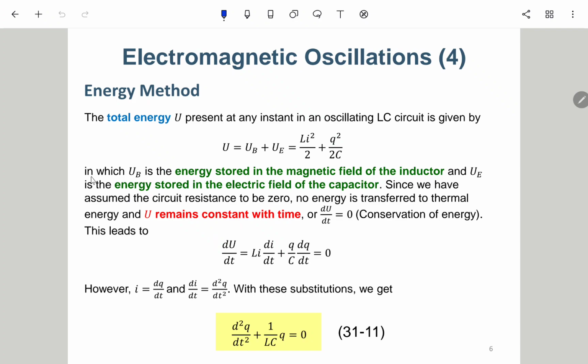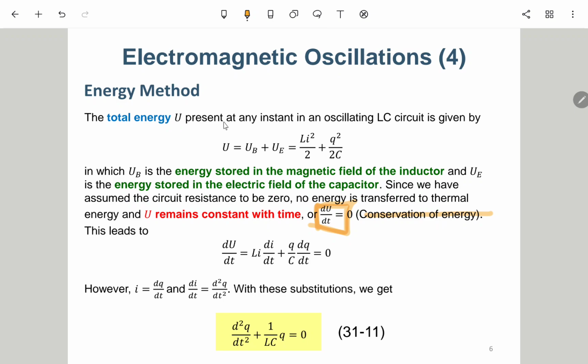And next we try to consider the conservation of energy, which means that the total energy stored in this system will not change. That's what we call conservation. 能量守恒嘛，就是能量就不会增加也不会减少。OK，它只会转移，就是U_B 变成U_E，U_E 变成U_B，但是总量不会增多减少。So we have dU/dt equals 0.